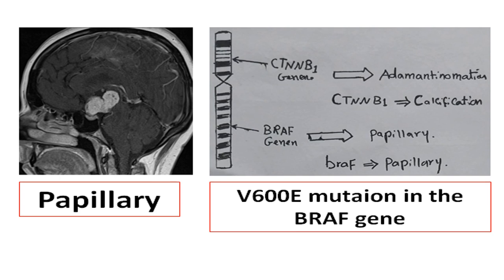So this mnemonic helps us to remember: as the word calcification starts with the letter C, the genetic mutation here is in the CTNNB1 gene, which also starts with the letter C. Also, the word papillary, which starts with the letter B, is associated with the BRAF gene. This BRAF word starts with the letter B, with the differences between the two B letters kept in our mind.